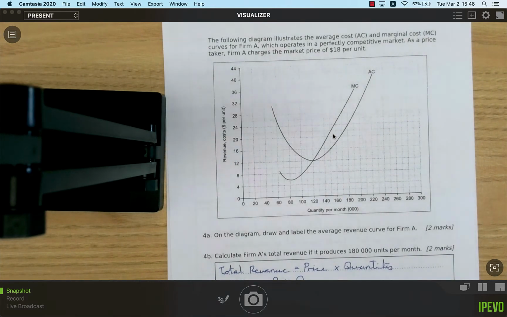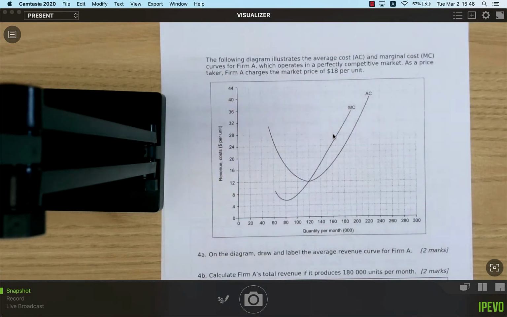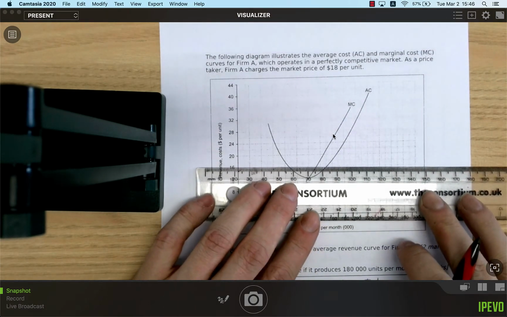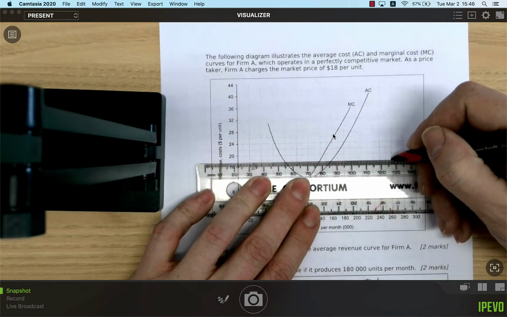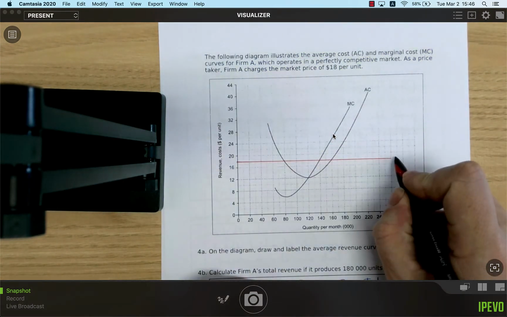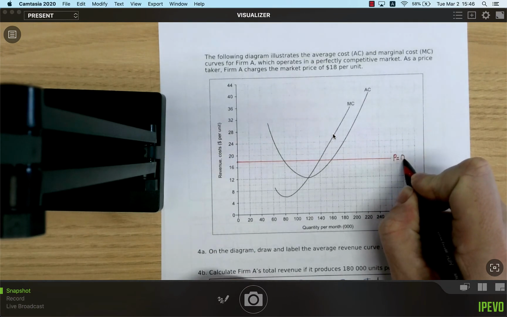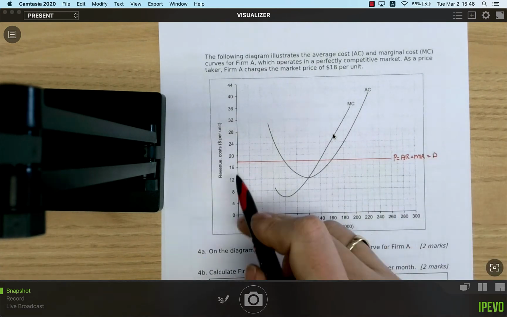Now, the next thing we've got here is, yes, you can see that luckily enough. The following diagram illustrates the average cost and marginal cost curves for firm A, which operates in a perfectly competitive market. As a price taker, firm A charges the market price of $18. They're perfectly competitive. They are facing near infinite numbers of competitors selling a homogeneous good. That means that they have a perfectly elastic demand curve. And that means that all of these four things here on the right are true.